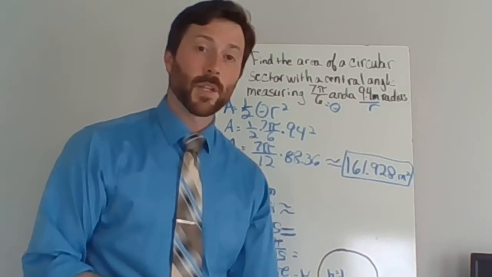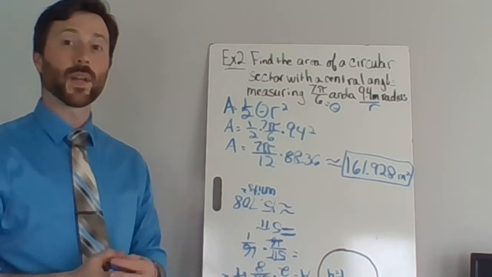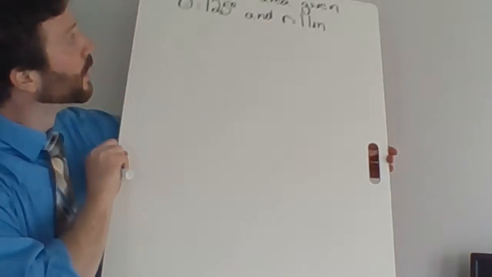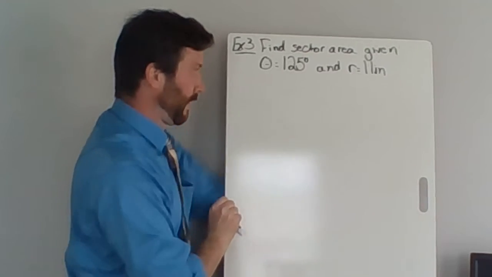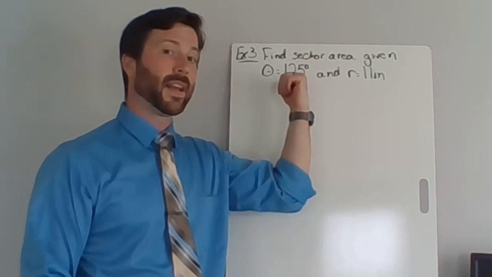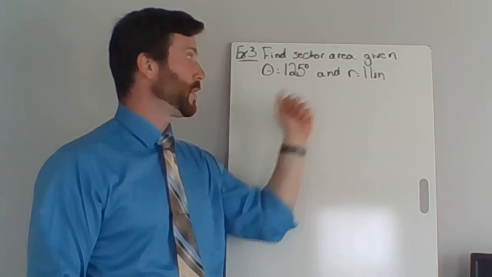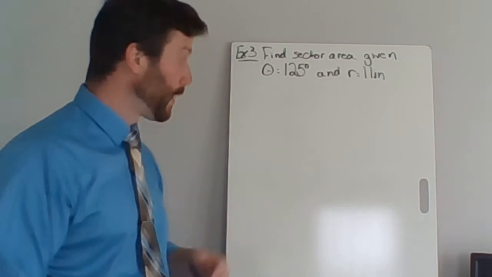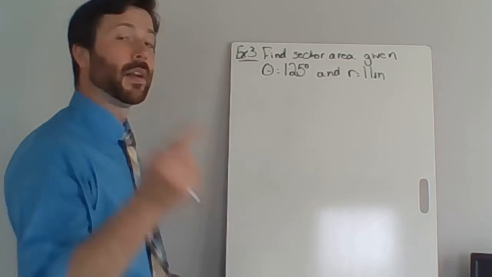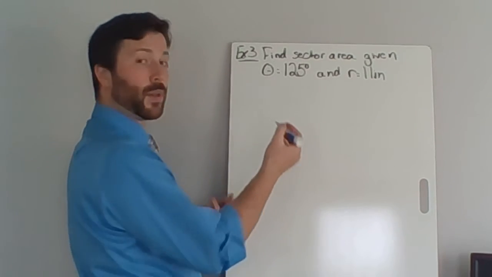Okay, now as I mentioned before, if they give you the angle in degree measure, you have to do things a little bit differently. We want to find the sector area given that the central angle is 125 degrees and the radius is 11 inches. So what we're going to have to do first with that 125 degrees is convert it to radian measure. Now the trick for that, like we did last week, is we use a proportion.